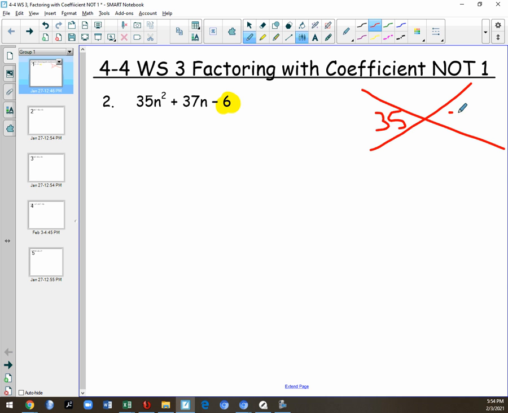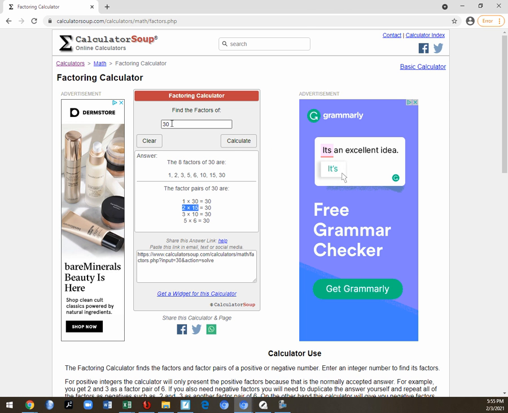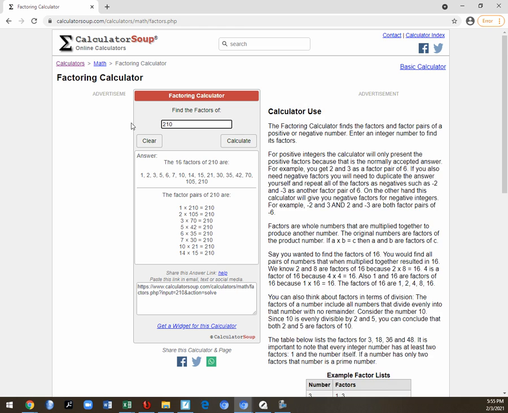35 is my a value, negative 6 is my c value, and I'm going to multiply those together. 35 times 6 is going to give us negative 210. Now, that negative means that I'm going to have opposite signs and I'm going to subtract. And I have to subtract down to get the number 37. So I'm going to go ahead and put an n plus and an n plus. So I need to find factors of 210. So I'm going to come over here and type 210.